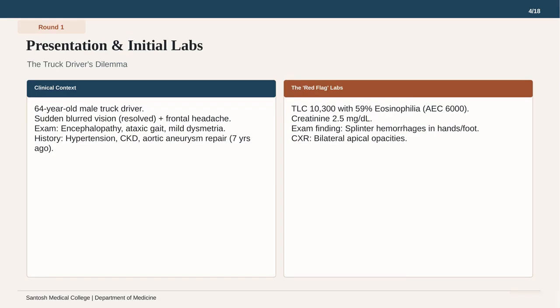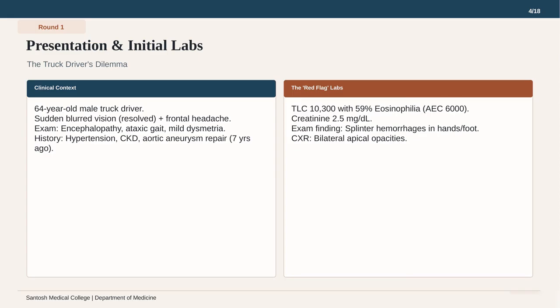Here we have the clinical context and initial labs for our 64-year-old truck driver. Looking at the blue panel, the patient presents with a resolved episode of sudden blurred vision, a frontal headache, encephalopathy, and an ataxic gait. His history is highly relevant, showing hypertension, chronic kidney disease, and an aortic aneurysm repair 7 years ago. Now shift your attention to the red flag labs on the right.